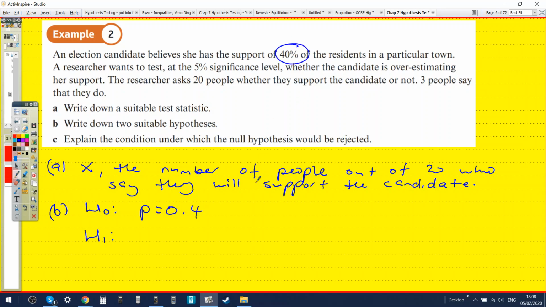40%. Oh right, yeah. And she thinks that they might be overestimating their support. So if the alternative hypothesis is true, then they're overestimating her support. And so what would be the alternative hypothesis? That the probability is less than 0.4. Yeah, that it's less than 40% of people. And then how about C? Any idea about that one?